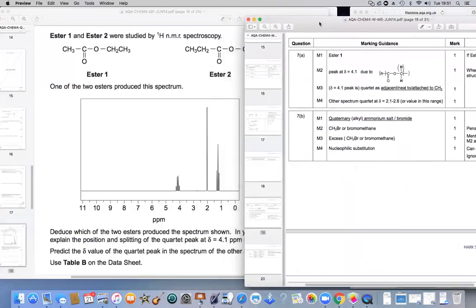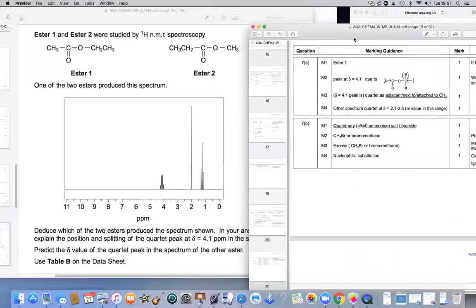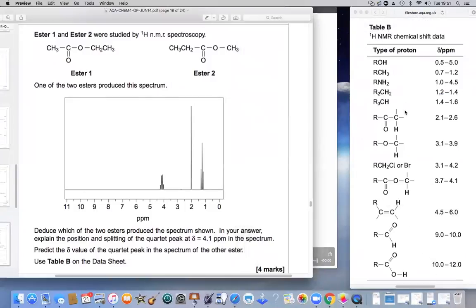Okay, so how can we determine that it is definitely ester 1? Let's get rid of the mark scheme for the moment. Let's work through it. The isolated methyl groups are going to produce a very specific signal. There are no protons on the carbon next door, so you know that they have to be a singlet. They can't be anything else, and you've got one singlet there.